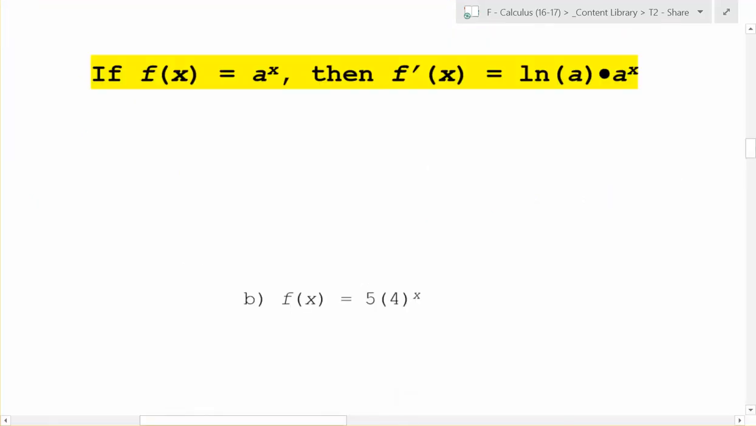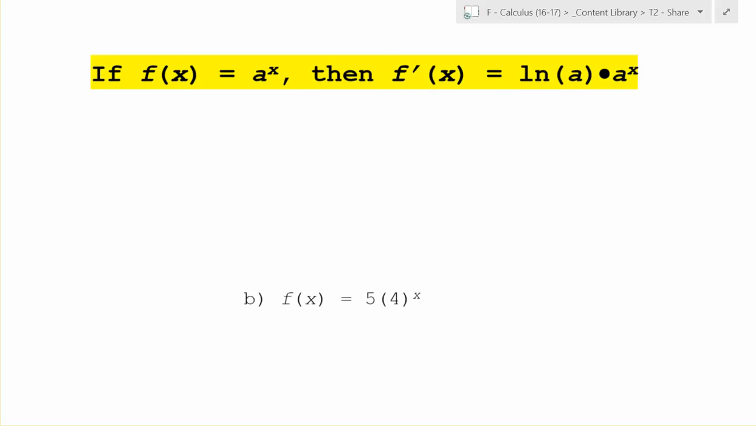I'm just giving you a gift. The derivative of a to the x is ln a times a to the x. So what's the derivative of 3 to the x, Chris? 3 to the x would be ln 3 times 3 to the x. Yes, done. What's the derivative of e to the x? ln e times e to the x, but what is ln e? It's 1, so it's just e to the x.